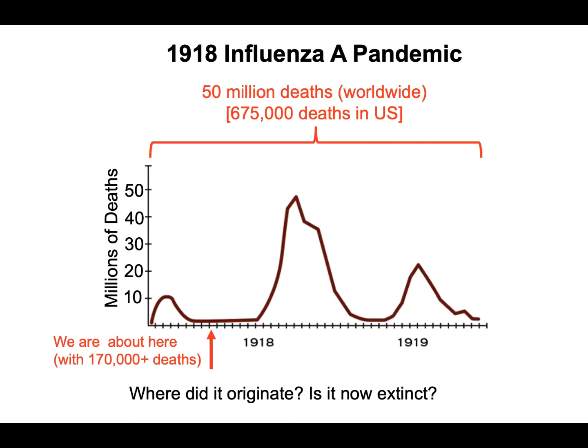Just by way of comparison, in the 1918 influenza A pandemic, there were about 50 million deaths total worldwide over the 2 years of the pandemic, 675,000 deaths in the U.S. And it's unclear where we are on this curve so far. Are we here, or maybe we're over here? It's uncertain where we are and how, and the number of total deaths worldwide. I think it's going to take a year or two before we know what that number actually is.